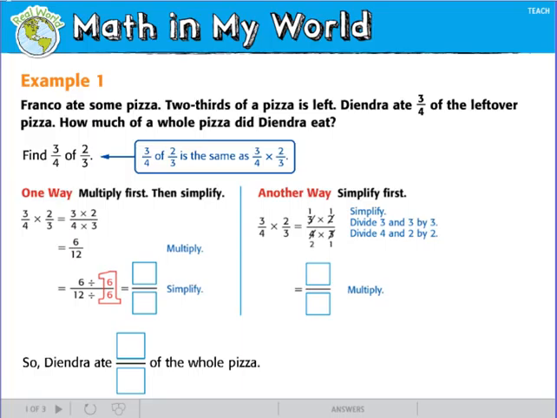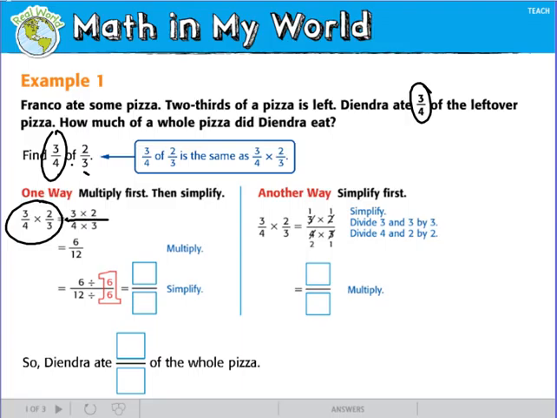Deandra ate 3/4 of the leftover pizza. How much of the whole pizza did Deandra eat? So we know that there's 2/3 of a pizza left, and she ate 3/4 of 2/3. Now, 3/4 entered our problem first, so they wrote it first. Remember, the property of multiplication says it doesn't matter which direction you multiply, right? So whether you multiply 4 times 3 or 3 times 4, it's still 12. All right?